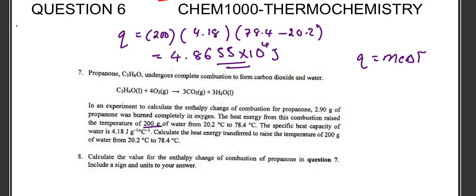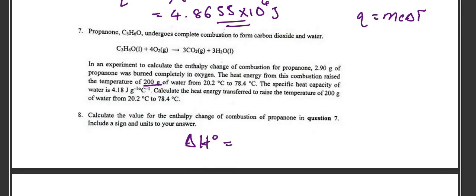Then here they are saying calculate the enthalpy change for the combustion. So the enthalpy change, so Q is equal to the enthalpy, right? Specifically, this is the heat transferred with respect to water. If this is the amount of heat transferred to water, it's the same amount of heat transferred to the propanol. So we're just going to say it's the Q you got, 4.8655 times 10 to the power 4 joules, divided by the number of moles.